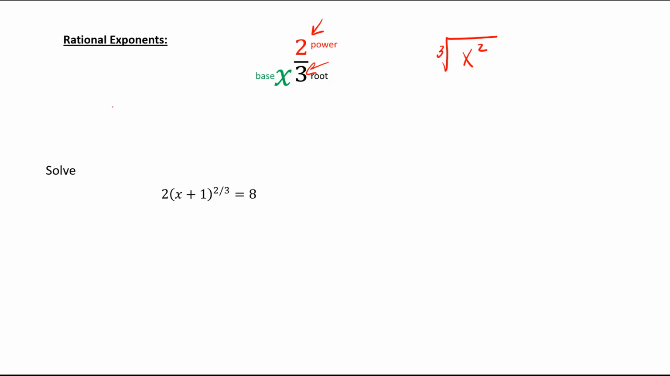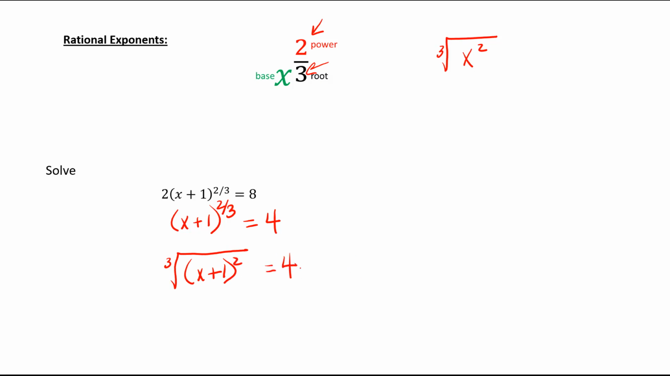So in this problem, you've got 2 times x plus 1 to the 2/3 equals 8. First thing to do is to divide both sides by 2 and get that quantity that is raised to the 2/3 power completely by itself. So divide by 2 and you get this. Now, what does it mean, x plus 1 raised to the 2/3 power? It means the cube root of x plus 1 squared.